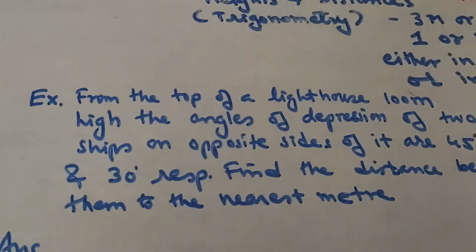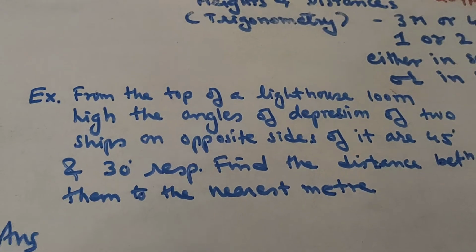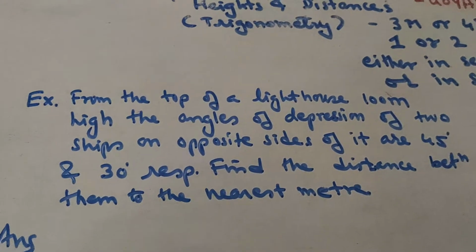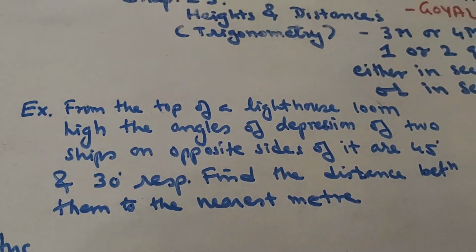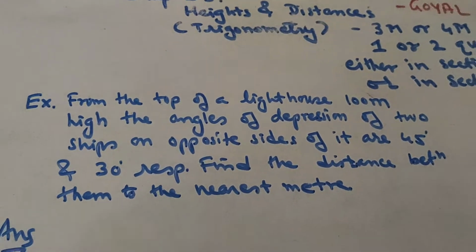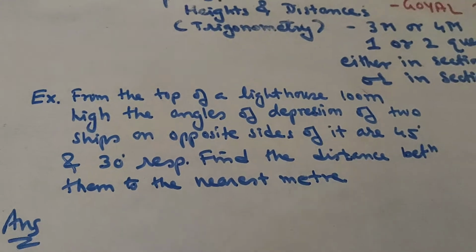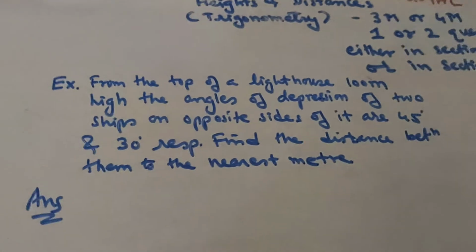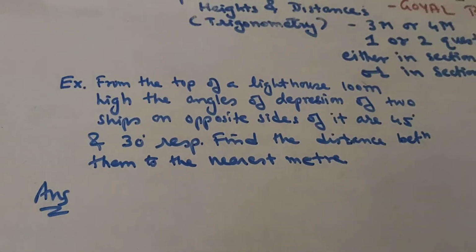From the top of a lighthouse 100 meter high, the angle of depression of two ships on opposite sides of it are 45 degree and 30 degree respectively. Find the distance between them to the nearest meter. So now diagram is not given, we will draw the diagram. It becomes easy for us to analyze the whole problem. So let us draw the diagram.